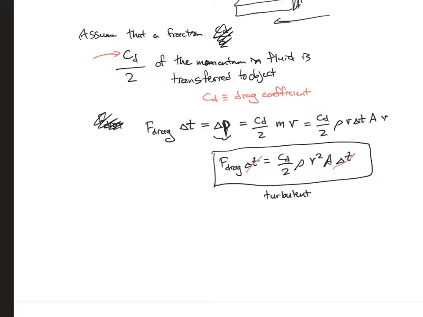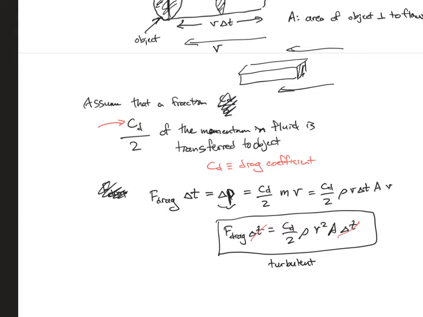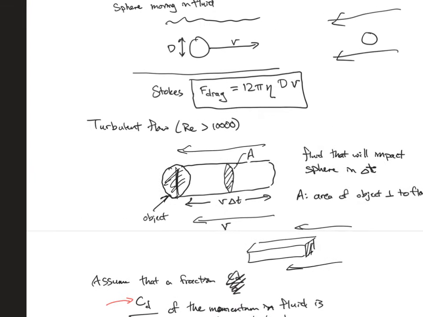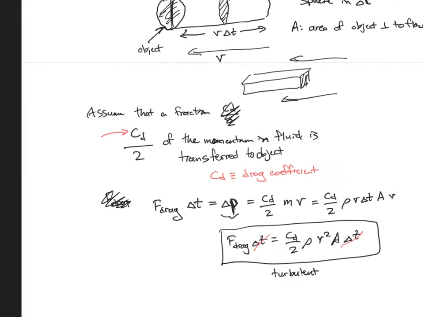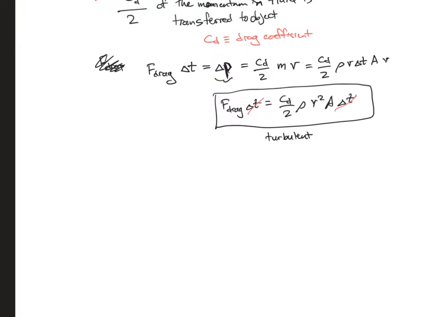And notice that the drag in the turbulent regime is proportional to V squared, whereas the drag in the Stokes regime, that is laminar flow, is only proportional to V. So that's one of the reasons that the Reynolds number is so important, to figure out which regime you are in, which formula you should use to calculate the drag due to your fluid.